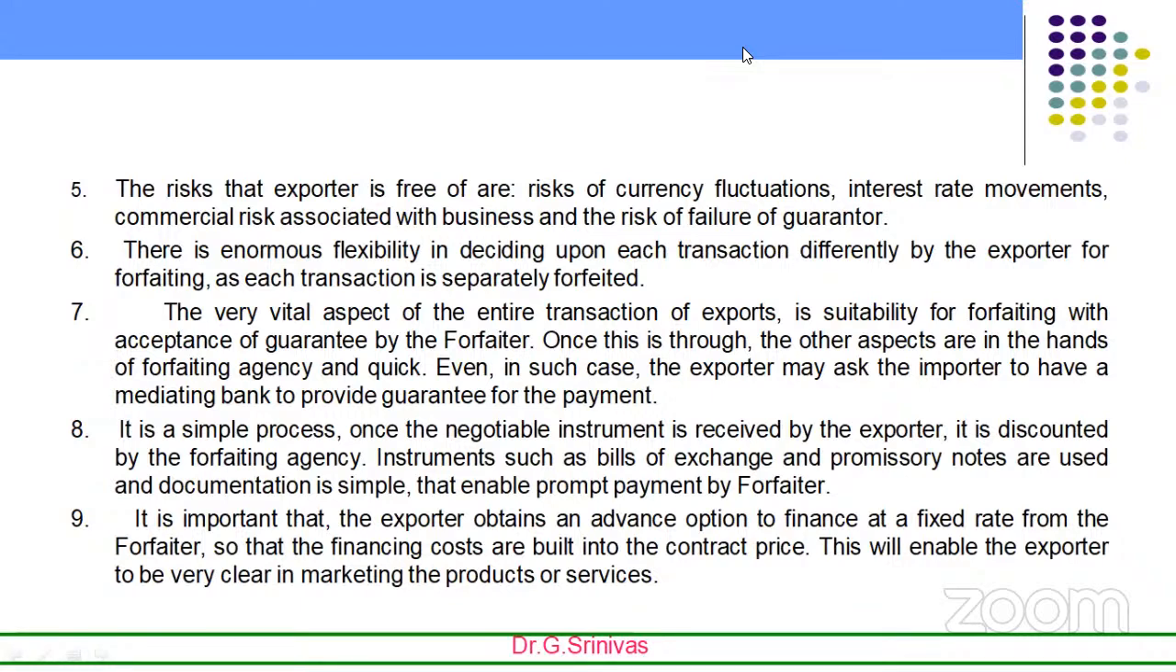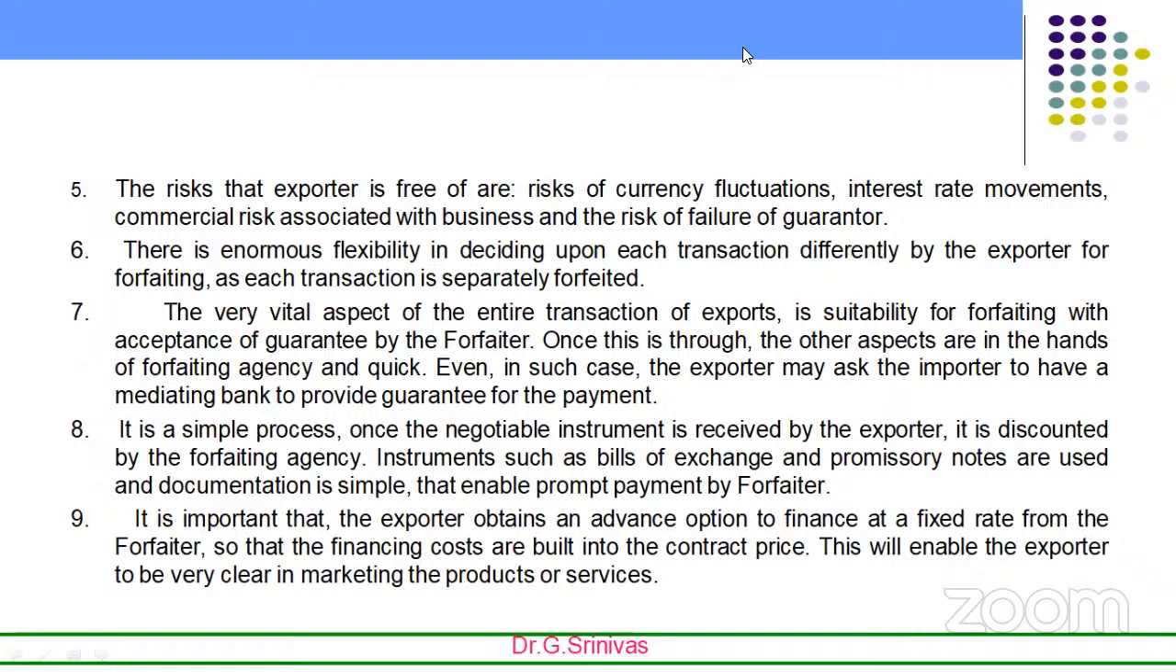Once the negotiable instrument is received by the exporter, it is discounted by the forfeiting agency. Instruments such as bills of exchange and promissory notes are used, and the document simply enables prompt payment by the forfeiter. So simply by giving the negotiable instrument to the forfeiting agency, the exporter may avail the money.